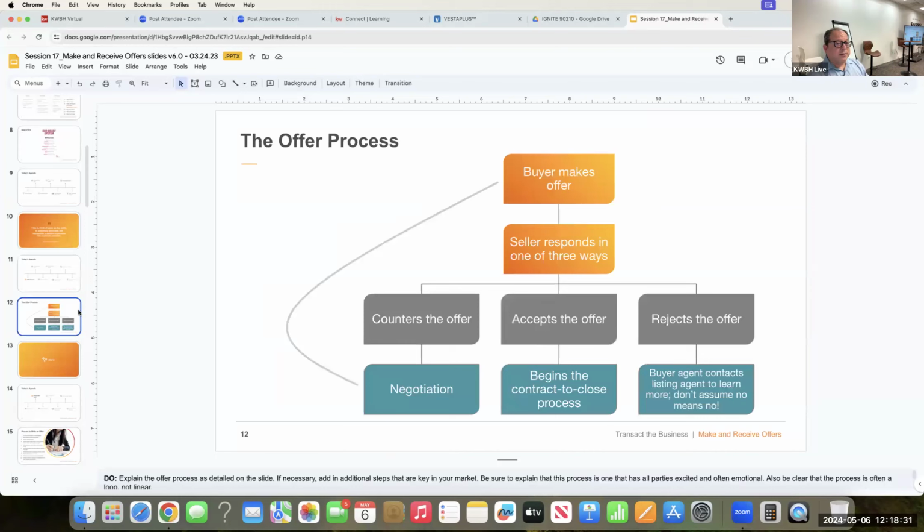So the offer process, what's the process? Start with your buyer making an offer. So personally, I will take my buyer to a property. And obviously they're going to look at it. I'm going to send comps to my buyer. Right, here are what similar properties have sold for.